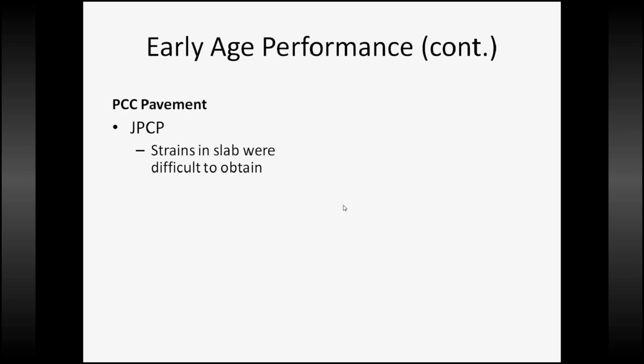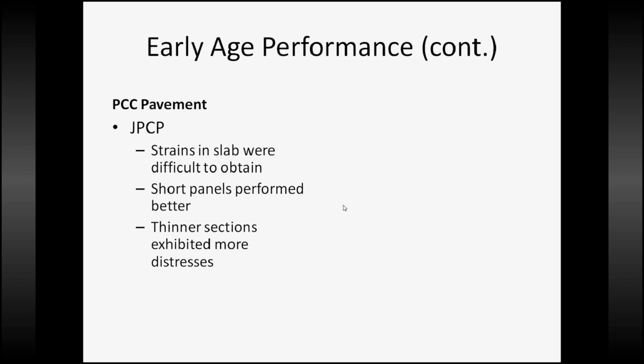Therefore, objective 2, which was to validate the strains and deflections, was abandoned, and we wanted to analyze the performance of the sections based on thickness, the use of under drains, joint sealing, and joint configuration. So that being said, we noticed that the short panels performed better. By this time, all of the 40-foot panels showed some sort of transverse mid-panel cracking. We also noticed that the thinner sections exhibited more distresses.